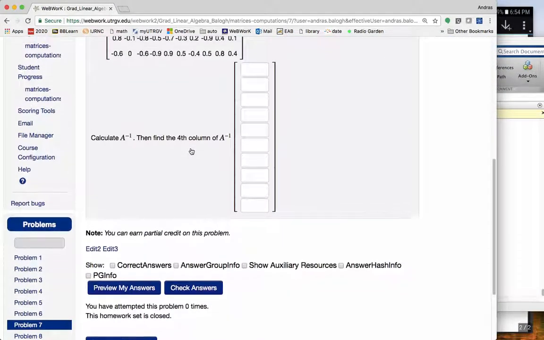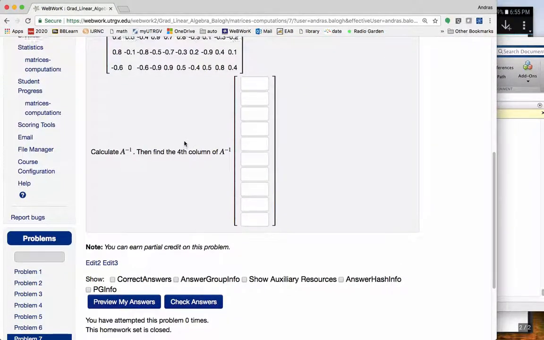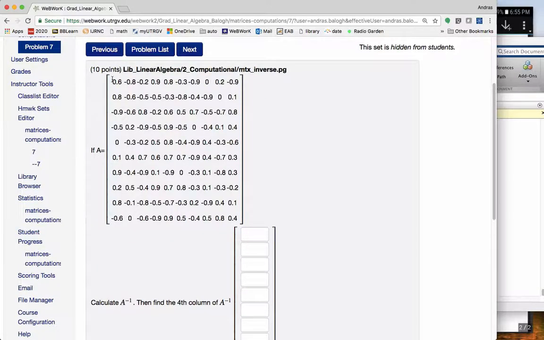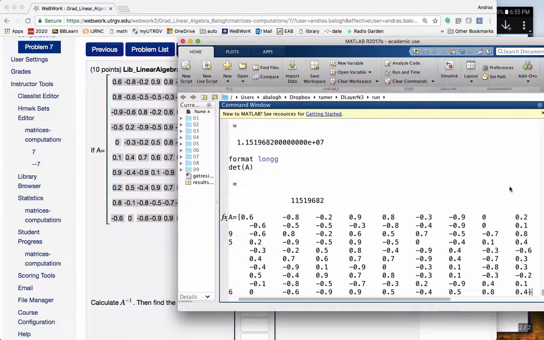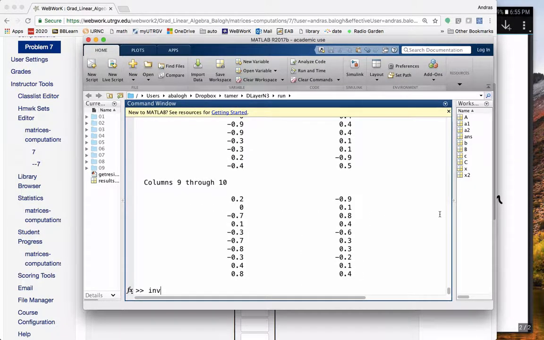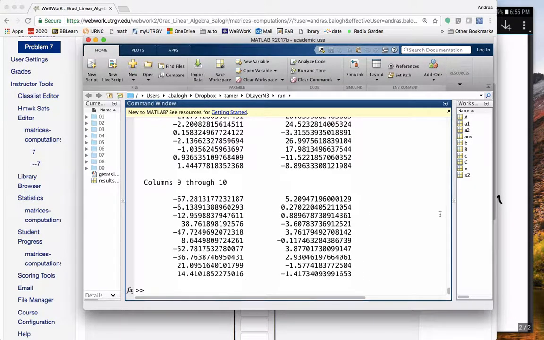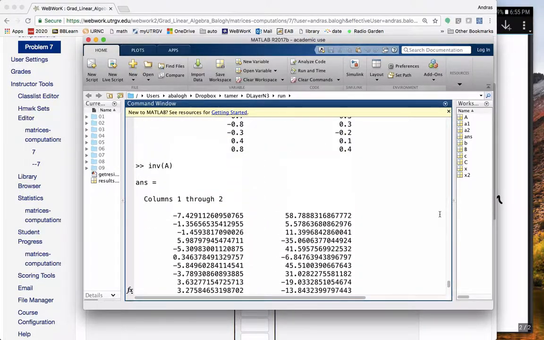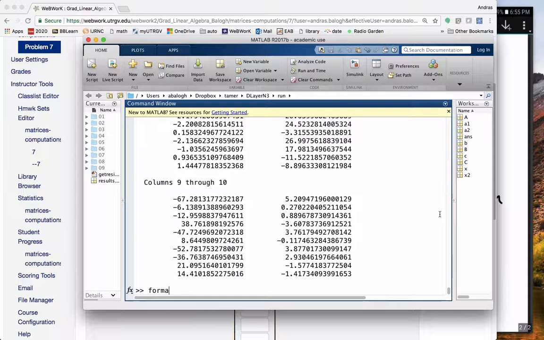Next question. To calculate the inverse, well, I mentioned that you shouldn't calculate the inverse, but you can if you have to for some reason. MATLAB can calculate the inverse if needed, and it's inv of A. Now, probably you don't want to copy all these decimal digits, so what I recommend is to go back to format short.